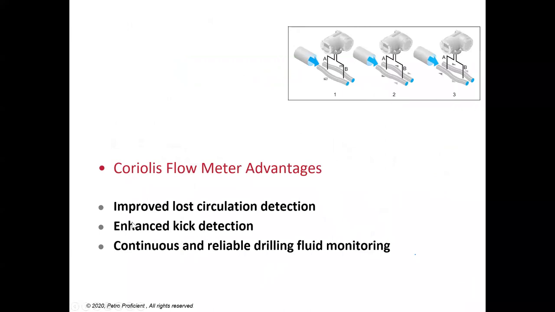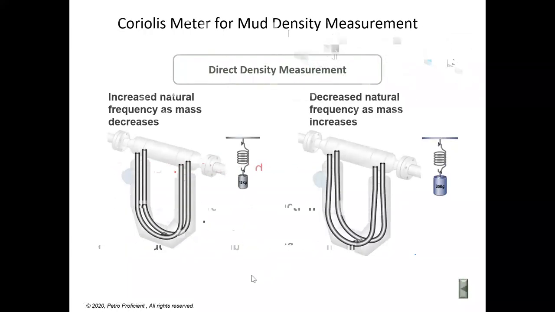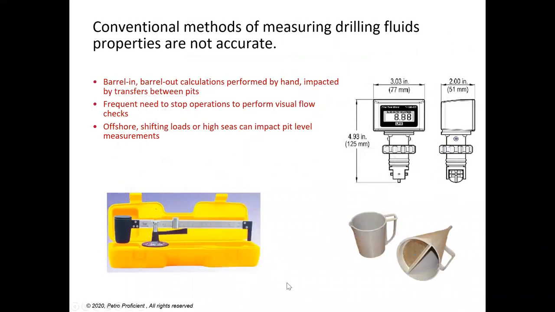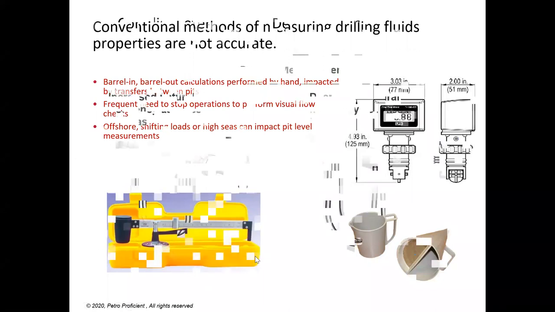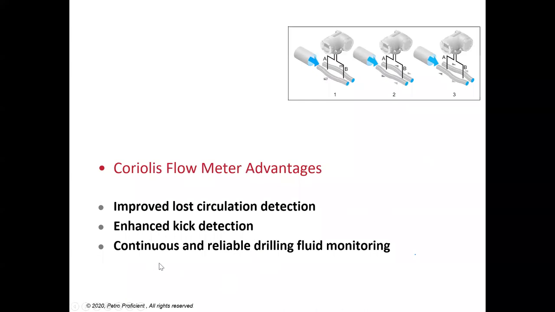So as I just mentioned, it improves loss circulation detection, it improves kick detection, and it gives you continuous reading. When I say continuous reading, in the conventional setup this is done in batches. You just take a sample, you put it in this cup, and you measure your density. Whereas this one gives you real-time continuous mud density. You don't have to stop and take any sample and rely on the individual assessment.